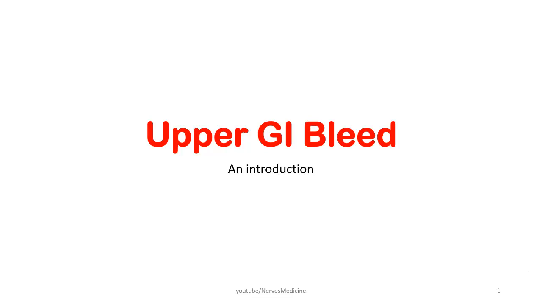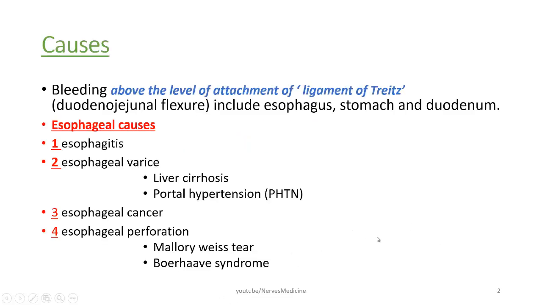Today we are going to talk about upper GI bleed. Upper GI bleed is bleeding above the level of attachment of the ligament of Treitz, at the duodenojejunal flexure, and includes the esophagus, stomach, and duodenum. Causes of upper GI bleed.